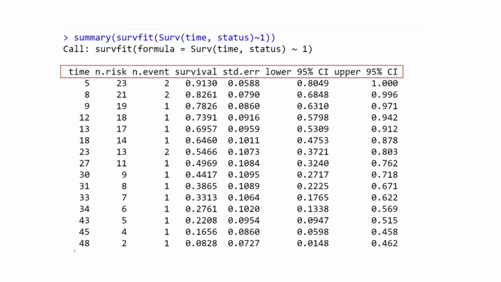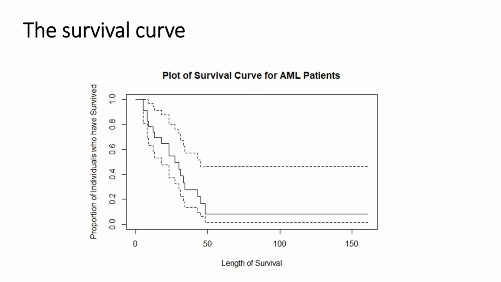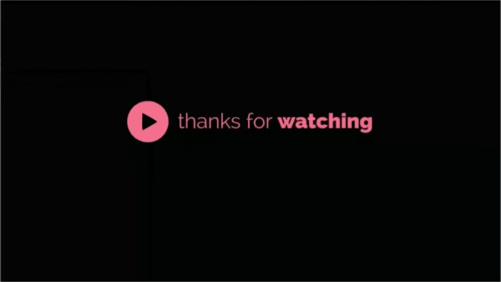You can see a summary of running the survfit function in R on the leukemia dataset. If you plot the survival as I have done here, we will get a Kaplan-Meier curve for these patients. As you can see from this plot, the y-axis is the proportion of individuals who have survived up until that particular time. A solid black line is showing the survival curve, while the dashed lines illustrate the 95% confidence interval.